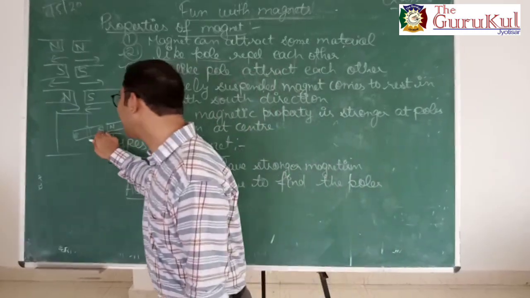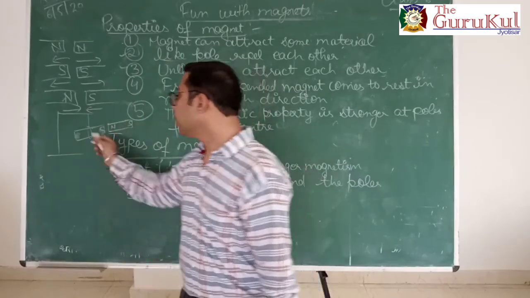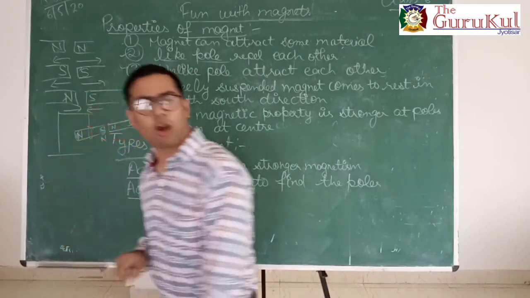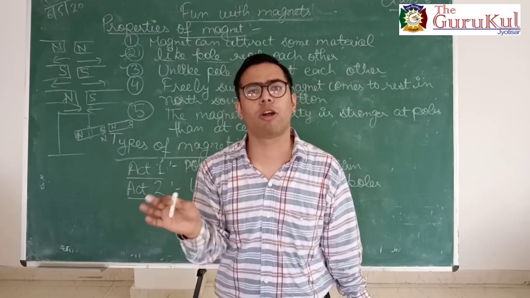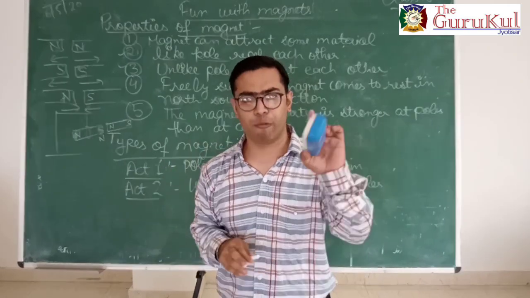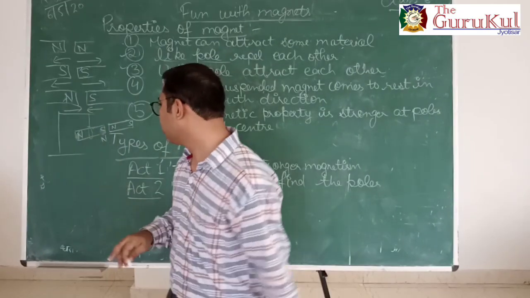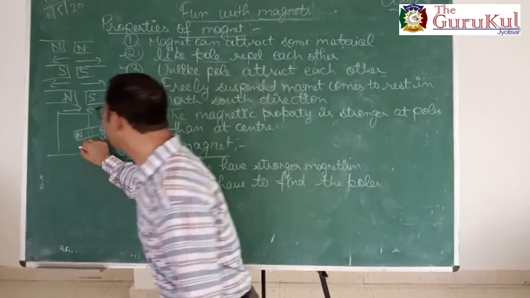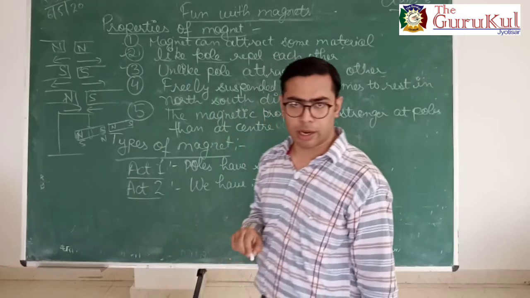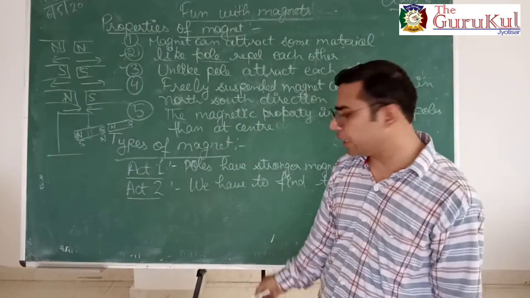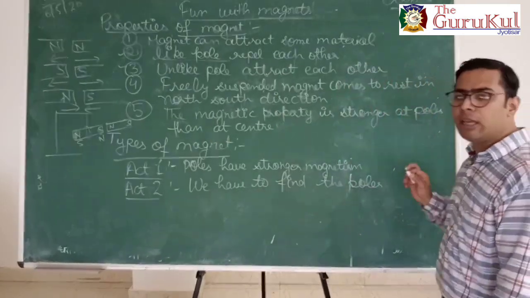But if this is the south pole, then ultimately the other end will be the north pole, because the same poles cannot be on both ends of a magnet. If one is north, the other will obviously be south. If this is north, then this will be south. Understand? So in this way we can find out the poles of any magnet.